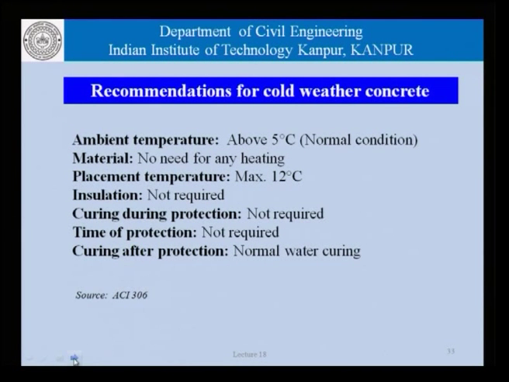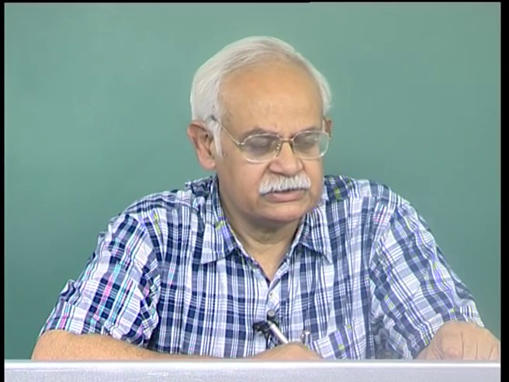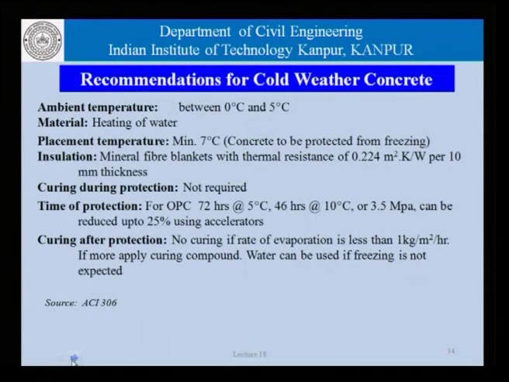So, here too, we are trying to divide the curing period into two parts: the part when the concrete is protected and the part when the concrete is not protected, that is curing after protection. Now, if the temperature is between 0 and 5 degrees centigrade, we may like to resort to heating of water to get the temperature of concrete in a manageable range. For placement temperature, we could put a minimum of 7 degrees in order to ensure that concrete is protected from freezing.